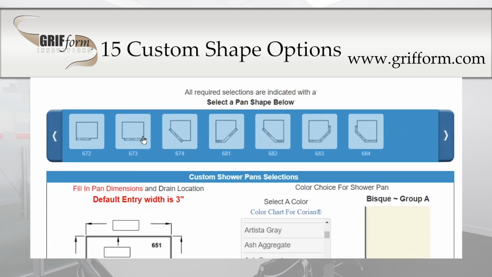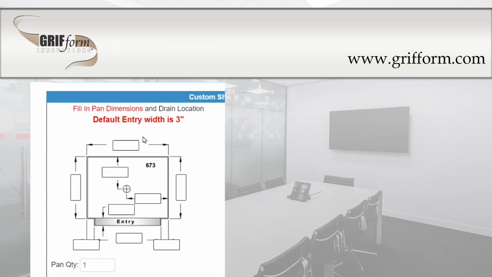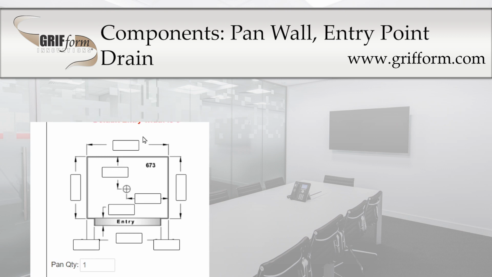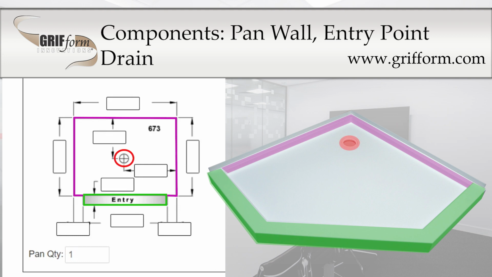When inputting your dimensions into your selected shape, it is important to understand the three basic components that make up a shower pan, which are the shower pan's walls, the entry point, and the drain. Each component can be built to different variations according to your specification. You can review each component and modifications that can be made to that component in later sections.